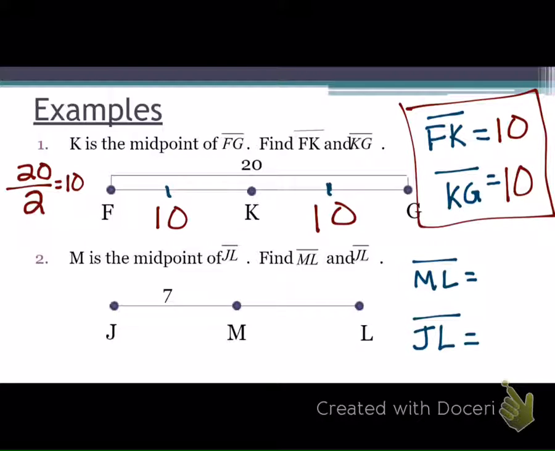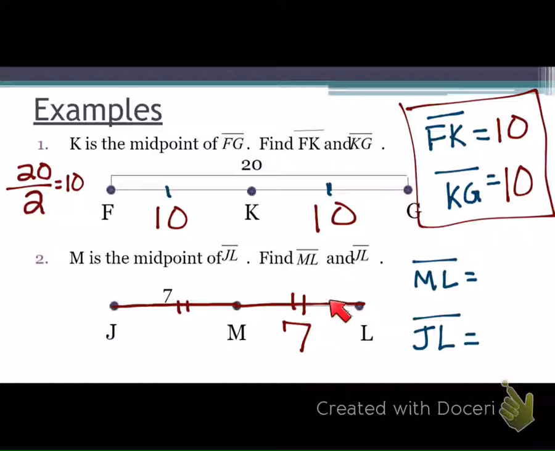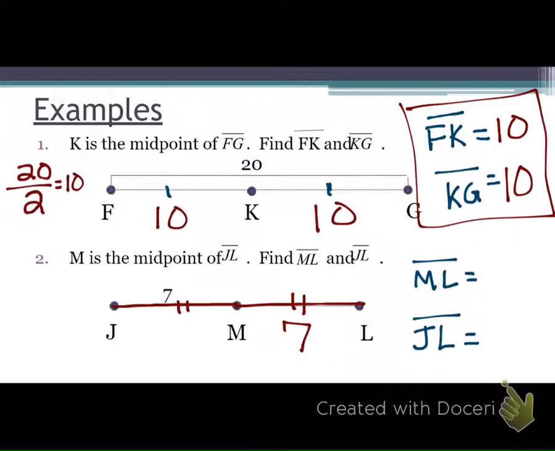Now let's take a look at number 2. This one, they give us one of the little segments. JM is 7. Now, M's the midpoint. That means it splits it in half. So that means that this side is congruent to this side. So you can mark it with 2 dashes for this one. So if JM is 7, what would ML be? 7. They have to be the same. These little pieces will always be the same if they are marked congruent, if it's a midpoint. So this is 7, ML is 7.